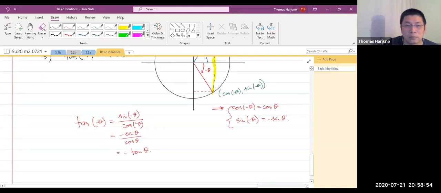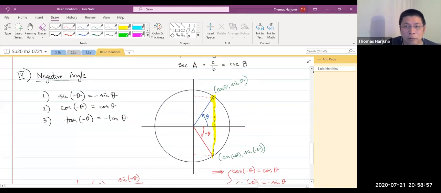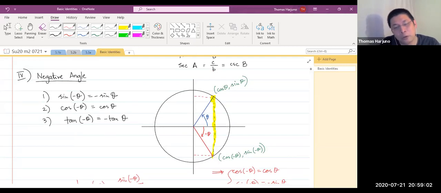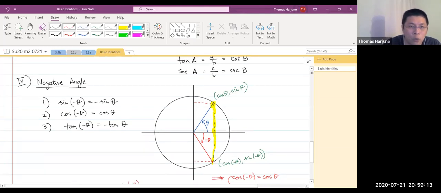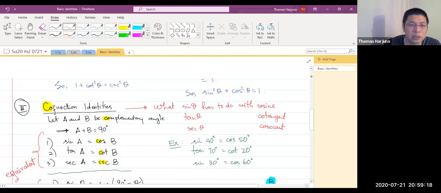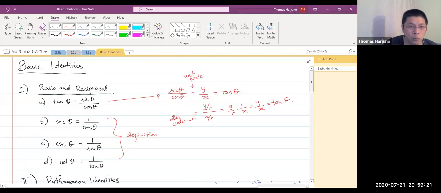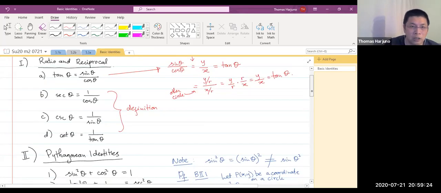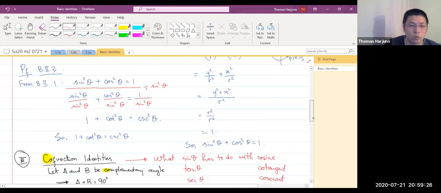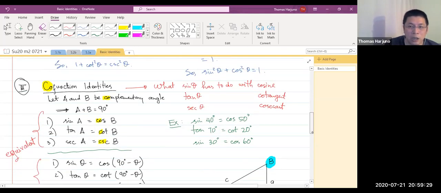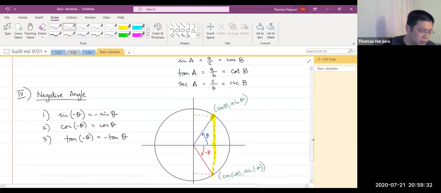The reason I show you the proof is not only because I want to prepare you for proofing. In fact, tomorrow we'll learn proofing in a more formal way. But the proof here is more about why the formula is true, why the identity is true. But for you, you need to memorize these 4 basic identities for tomorrow. The first one, ratio and reciprocal. Second, Pythagorean identities. The third one is cofunction identities. And the last one is negative angle identity.